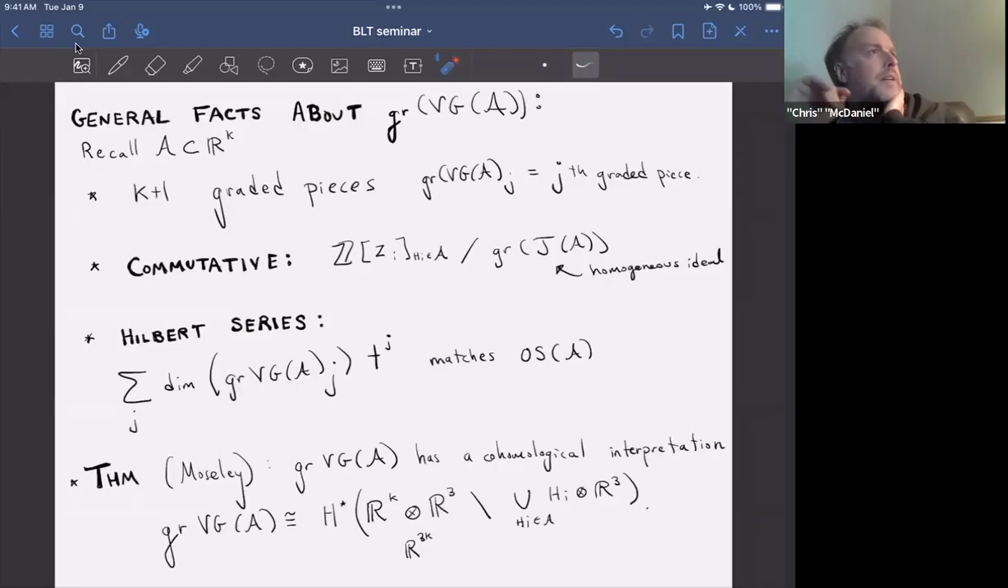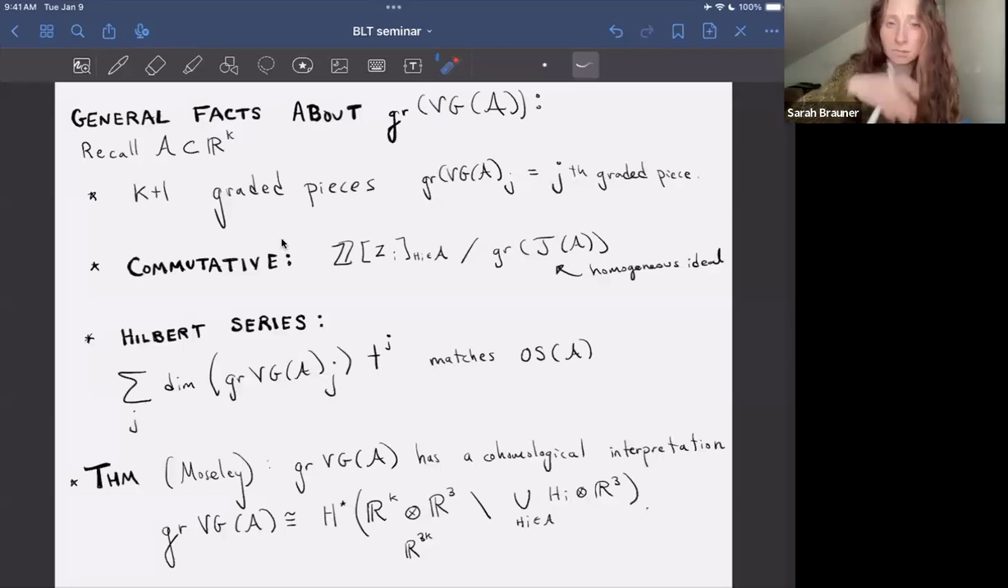Okay, that's fine. And then my third question, sorry, is you showed these tables where you compute the Frobenius character of the associated graded, and then the Frobenius character of the regular representation.